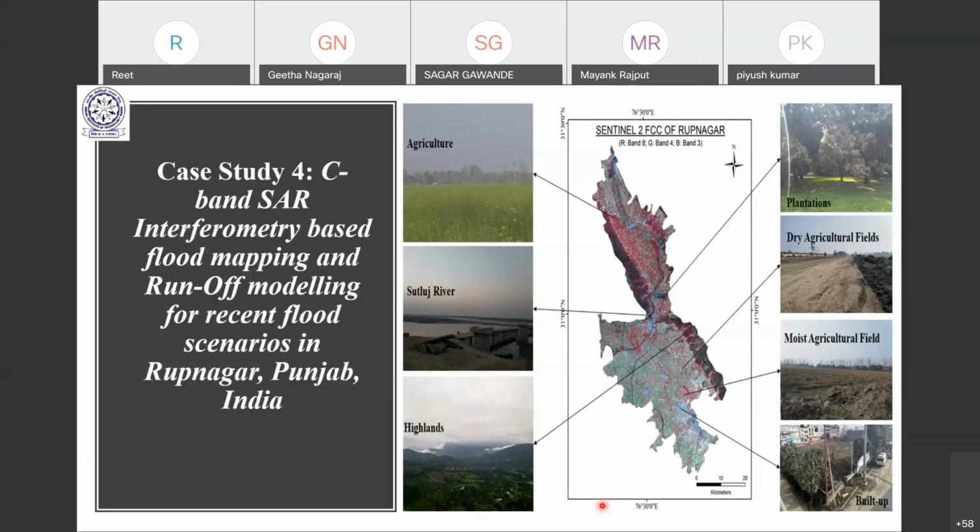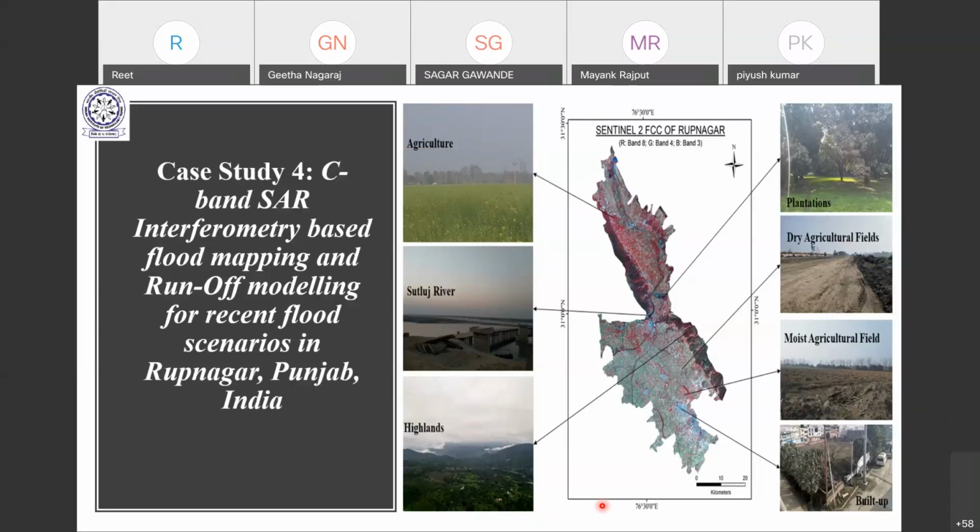So now coming to another important topic, that is the study of soil health parameters using the Sentinel data or the SAR data. Sorry, that we will come later on.